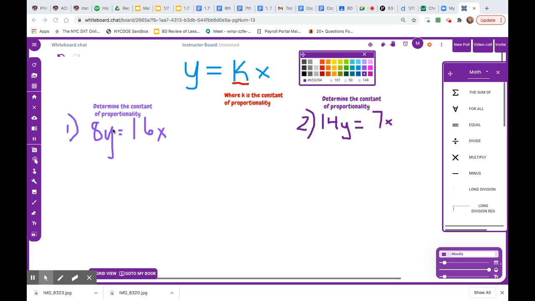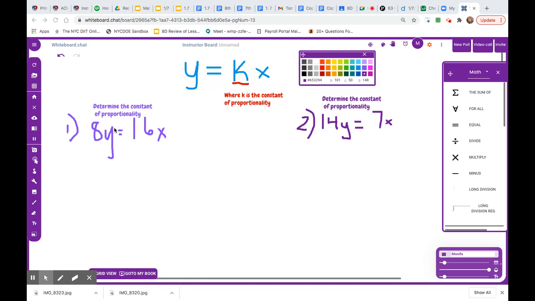Okay? So if we look at the first example, we have 8y equals 16x. You might just think, oh, because the 16 is next to the x, the constant of proportionality is automatically 16. No. Notice that there's an 8 attached to this y. We don't want this 8 next to the y. We want just y. Even though we don't see a multiplication sign, this is technically saying 8 times y equals 16 times x.